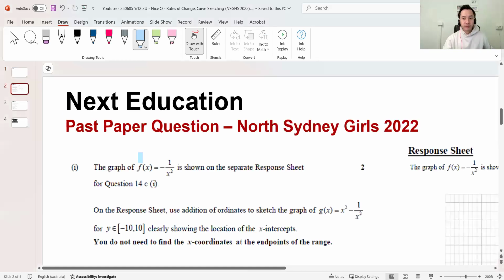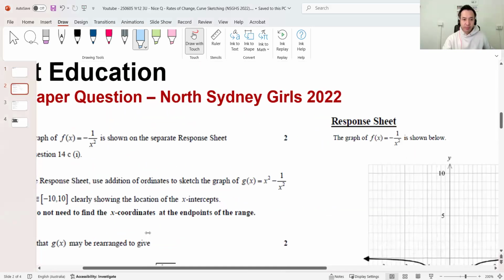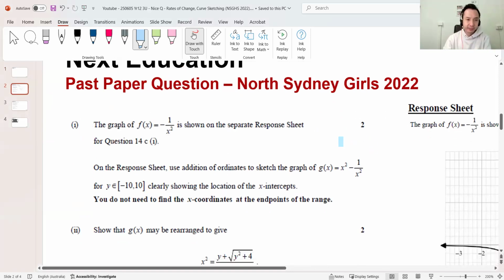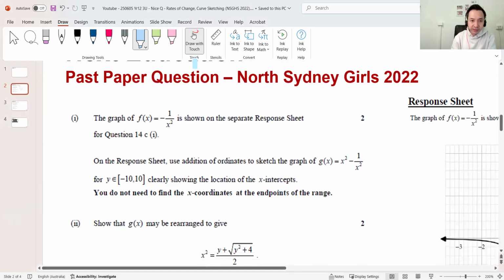Let me zoom out, so ignore the bit on the right with the response sheet, because you need it for part 1. So let's have a read. North Sydney Girls, and firstly, the graph is shown on the separate sheet, the response sheet. On the response sheet, I need to use addition of ordinates to try to sketch.